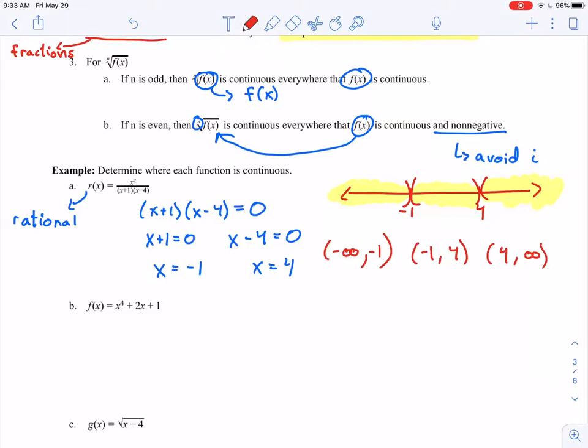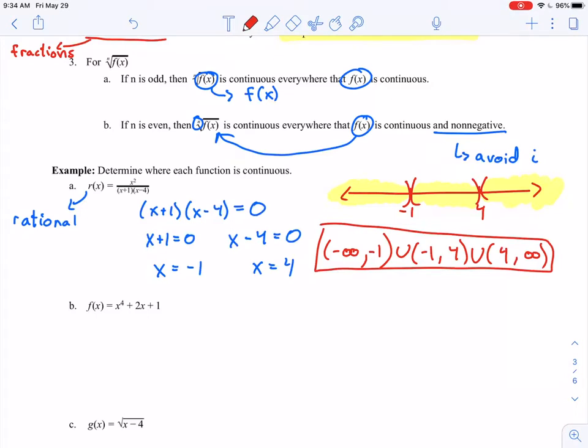Again, you can use commas, or more likely, I believe my math lab is really going to want you to use union. So we'll put a big U in between those. And this is our interval of continuity. We would say our function is continuous on these three intervals.